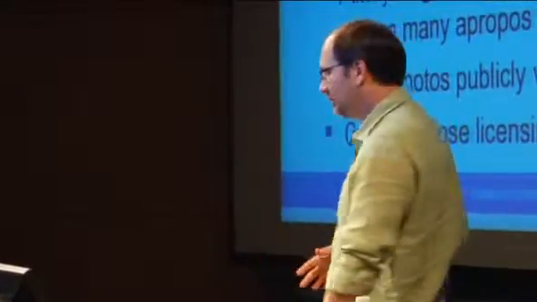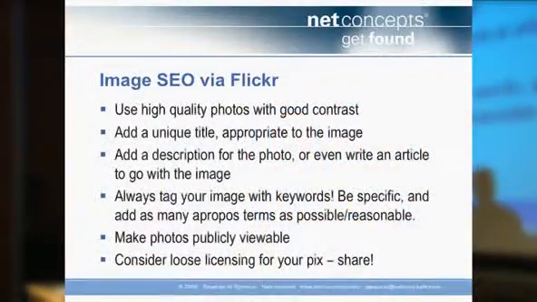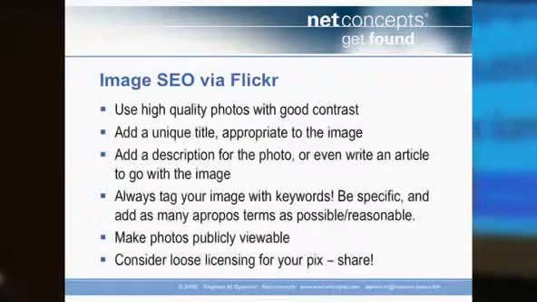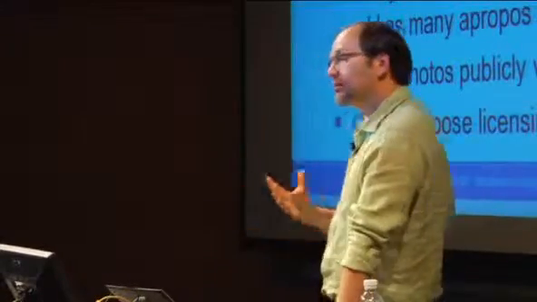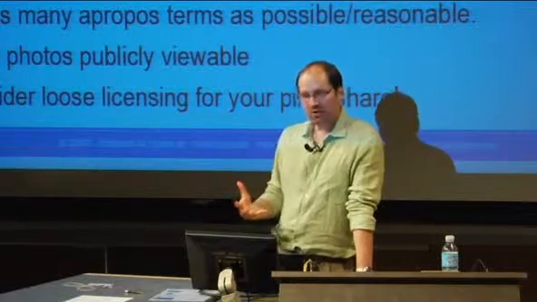Okay, so there are a lot of different moving parts here. And so here are some ideas around image SEO via Flickr specifically. And of course, a no-brainer here, have really good photos. Make sure that the contrast is good and it's something that is really appealing. Add a unique title appropriate to the image. Don't do keyword stuffing here, but make it a good keyword-rich title. Add a description for the photo, or even write an article to go with the image and include that as the description. Always tag your image with keywords.